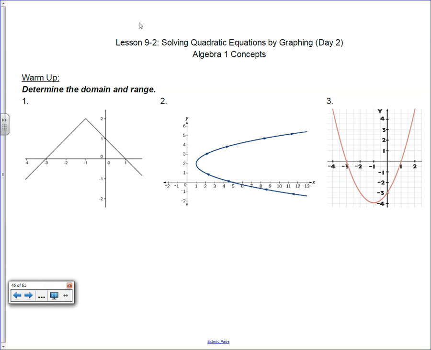All right, so to start today, we're going to take a look at these three graphs, and we're going to find the domain and range. The first thing I want to know is which one of these is a parabola? Number 3. Number 2 is not a parabola, okay? Correct, because parabolas are functions.